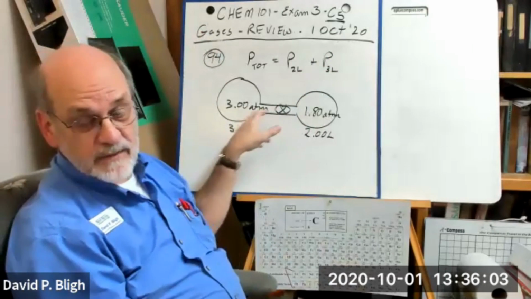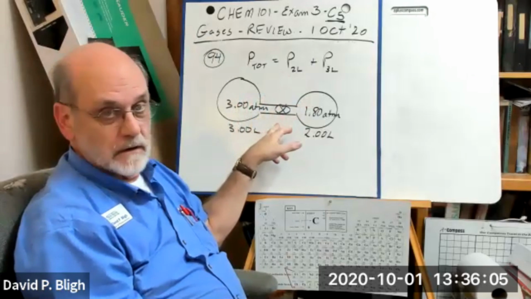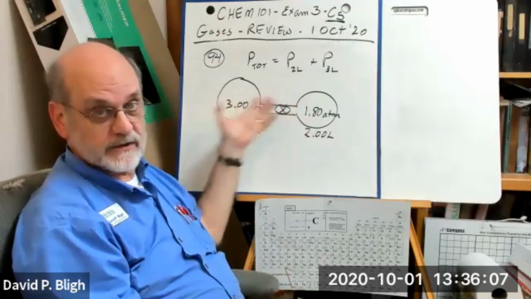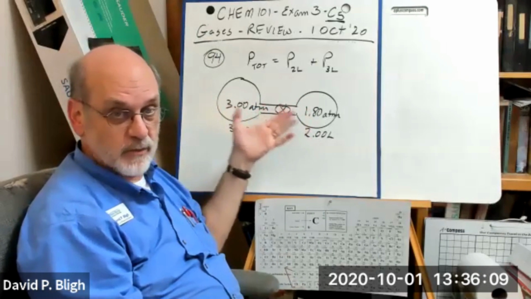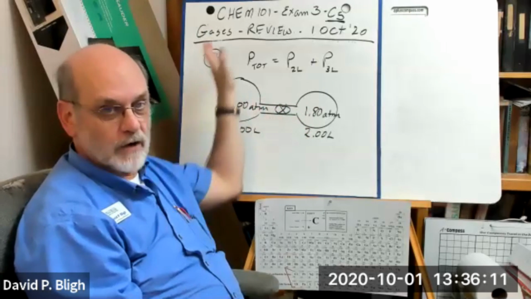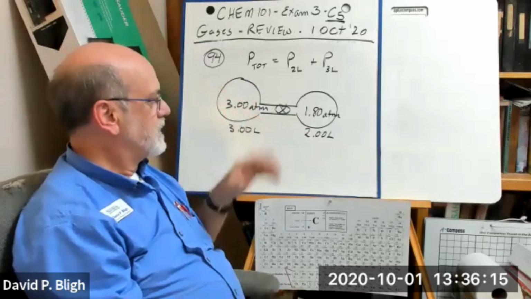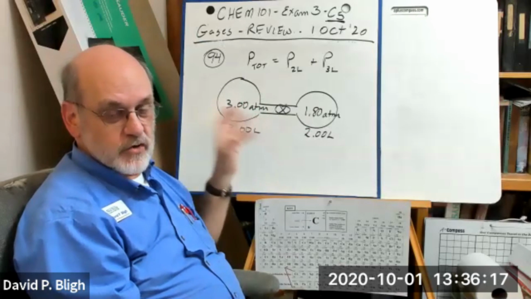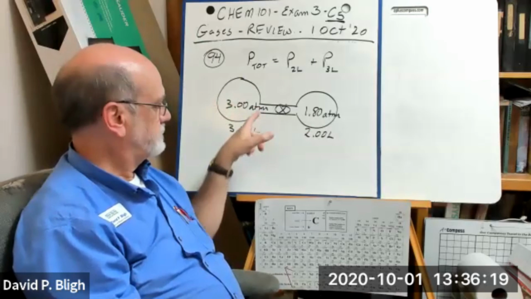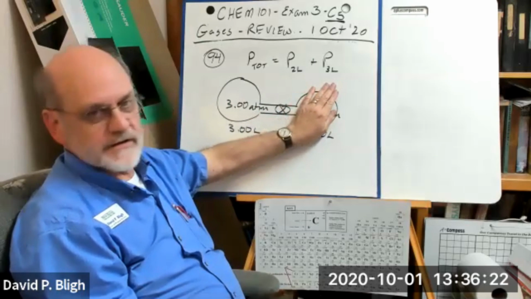Now, we can't add them together yet, right? Because they're separate. They're not mixed together, right? So their partial pressures do not satisfy Dalton's law of partial pressures. They have to be mixed first. So the way you do that is you treat it as two separate problems. Assume that this is a vacuum.